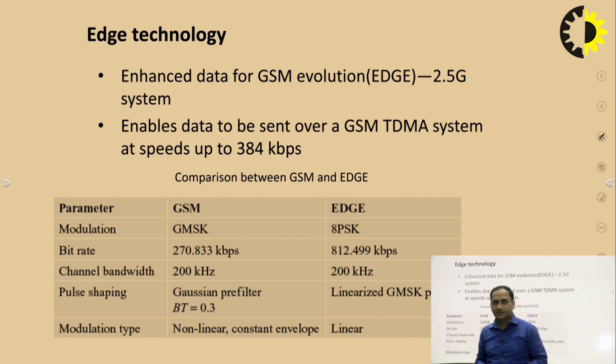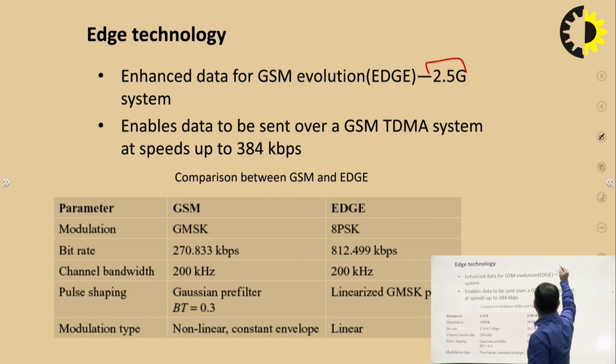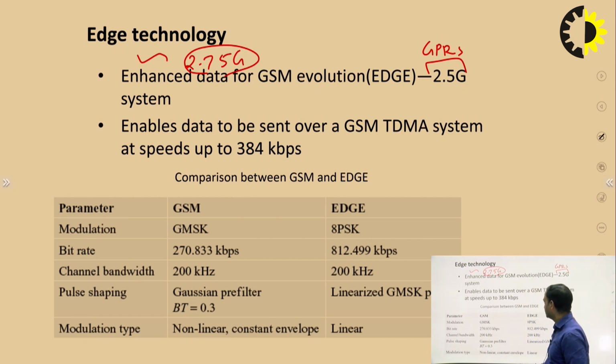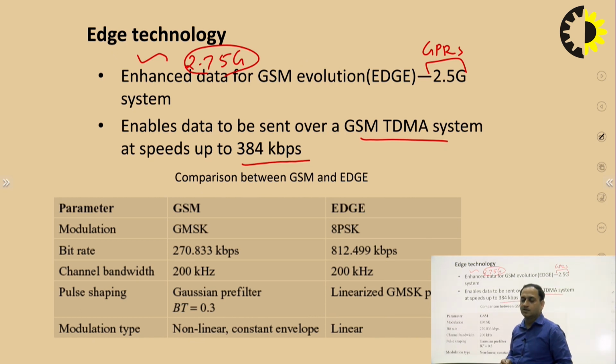So here is the enhancement of data rate for the GSM system. As we said, this is a 2.5G network, but 2.5G is for GPRS. EDGE techniques are 2.75G, so we have to make that correction. Then it enables data to be sent over the GSM TDMA system at a speed of 384 kbps, which is the practical value achieved through the EDGE network.